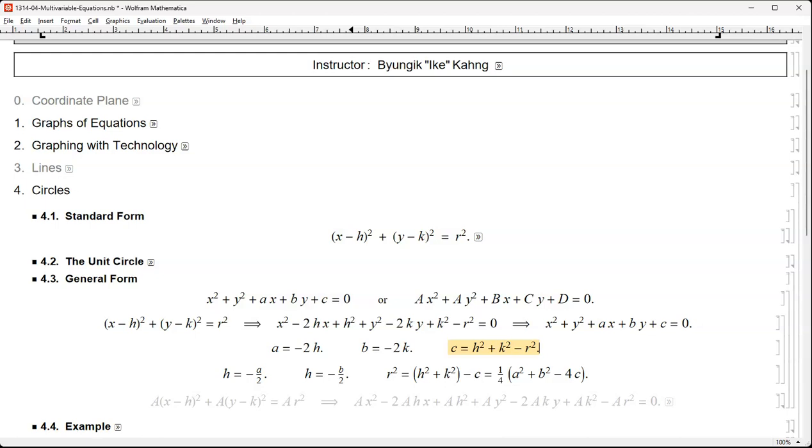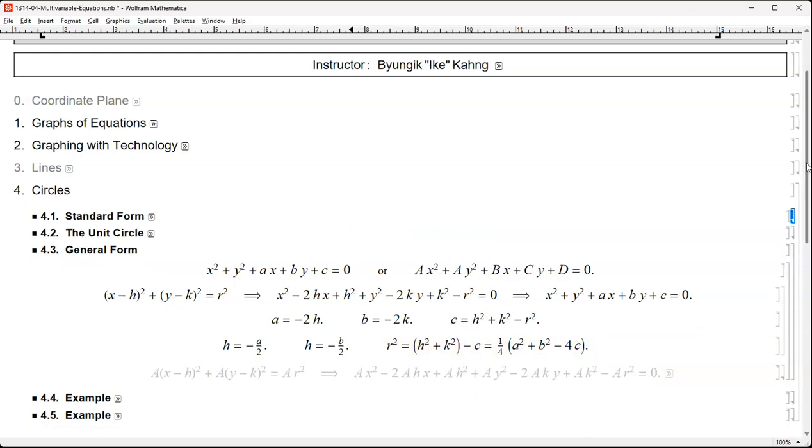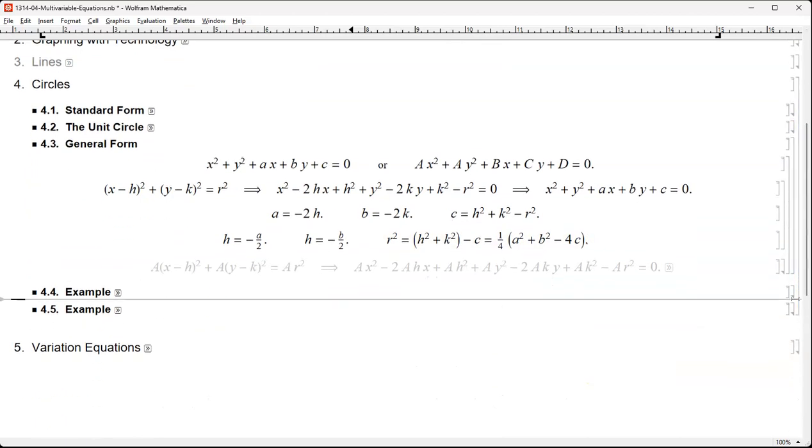And if you want to find out the center and the radius of the circle given in the general form, well, you can use this formula. h is negative a over 2, k is negative b over 2, and r squared is 1/4 of a squared plus b squared minus 4c. How useful is this? I don't know. If you're comfortable with the formula method, go ahead and use it. Personally, I don't like it very much.